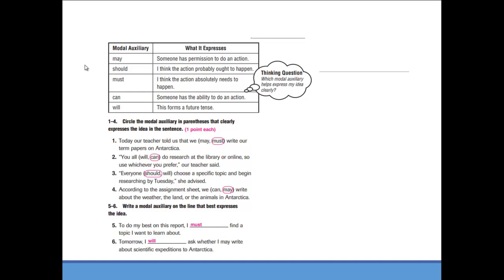Number 5, to do my best on this report, I must find a topic I want to learn about. Number 6, tomorrow I will ask whether I may write about scientific expeditions to Antarctica. So the correct helping verb is will, which shows the future tense.